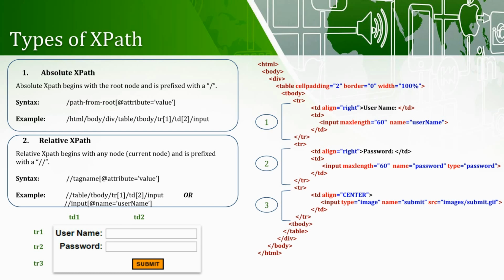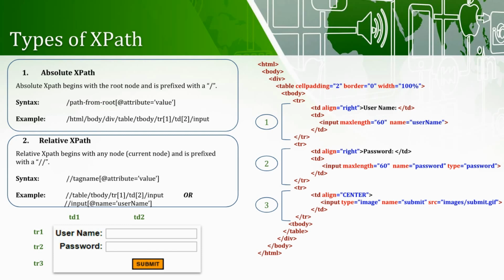So tr[1], and under the tr row I want to select the td2. So /td[2]. Under td2 there is only one input tag, so I am going to write /input. Here the attribute condition is optional. If you write it or if you don't write it, you will get the same result because there is only one input tag under td. If there were multiple, then it would be mandatory to write the attribute condition.